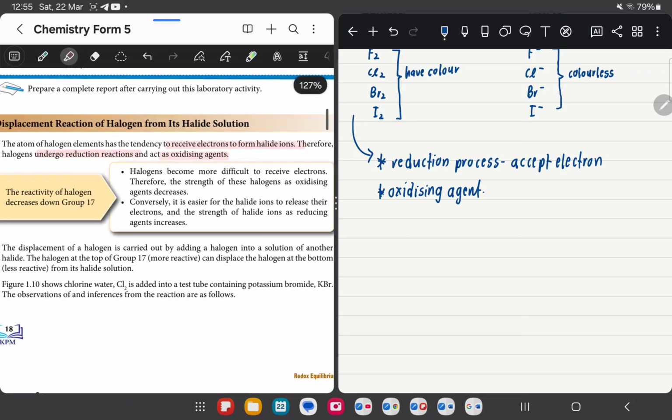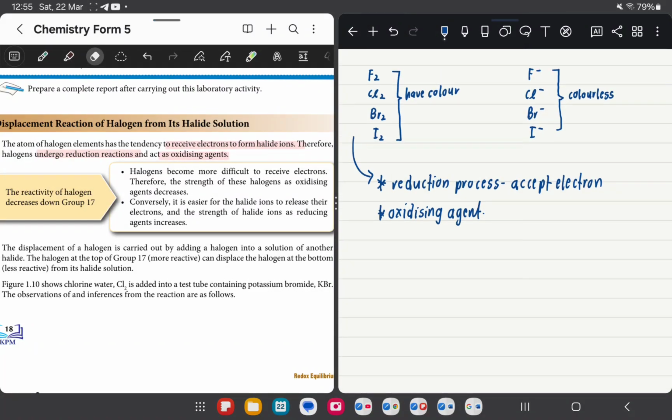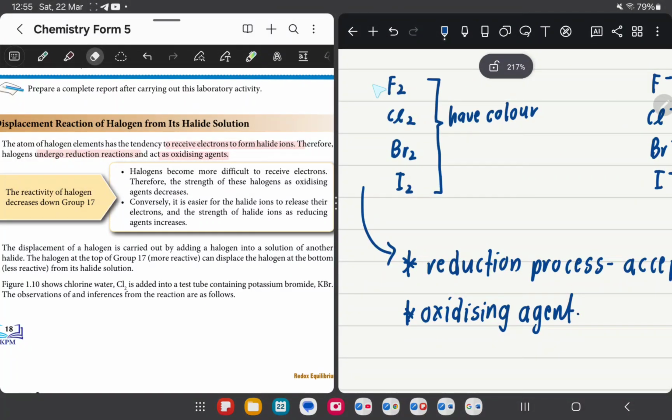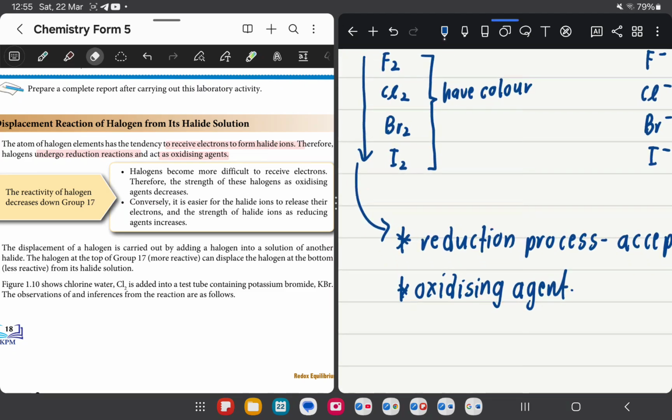So once you understand this one, these properties you can read on your own. They say halogens become more difficult to receive electrons, therefore the strength as oxidizing agent decreases. Meaning, when going down from fluorine to iodine, the atomic size is getting bigger. How do you know the atomic size is getting bigger? You see the proton number. The proton number is getting bigger and bigger, so the atomic structure drawing would be even bigger.